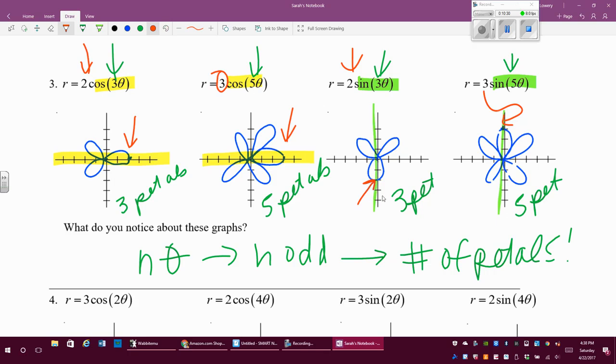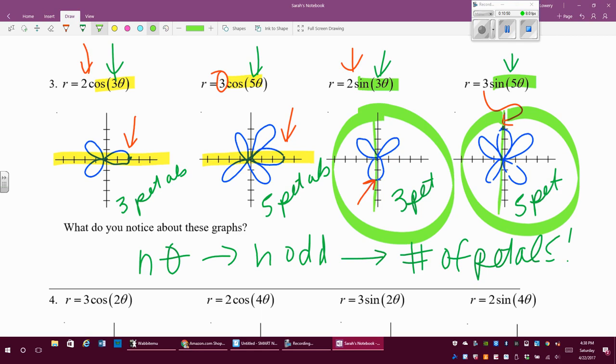Now, the thing you're going to have to be careful with is to figure out what direction it extends in. I'll give you an example. You notice that this sine graph right here, my petal that's actually on the y-axis is down. But this one here, my petal that's on the y-axis is up. And same thing here. I have 3 petals, but the petal that's actually on the x-axis is on the positive side. And here I have 5 petals, and the petal that is actually on the x-axis is on the positive side again. So you're going to have to test some points and test some values, and we'll talk about how to do that in class.